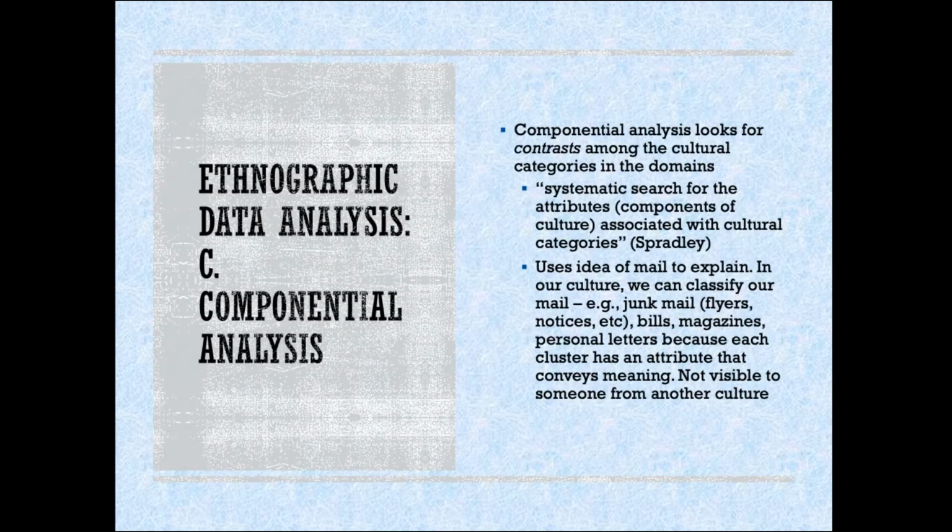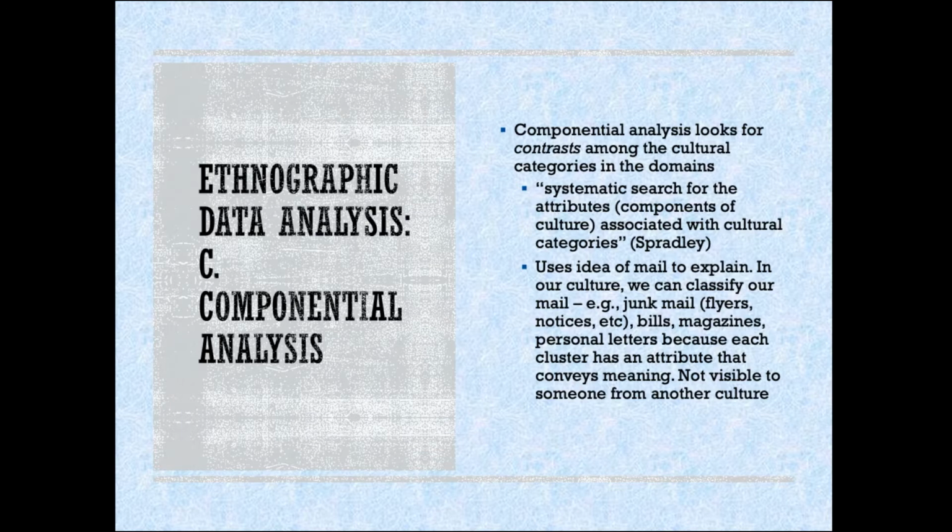So then we come to the third one, which is componential analysis, where it looks for contrast among the cultural categories in the domain. So it is a systematic search for attributes, or components of culture, associated with cultural categories, based on Spradley, I think 1976 or 79. He uses the idea of mail to explain this componential analysis.